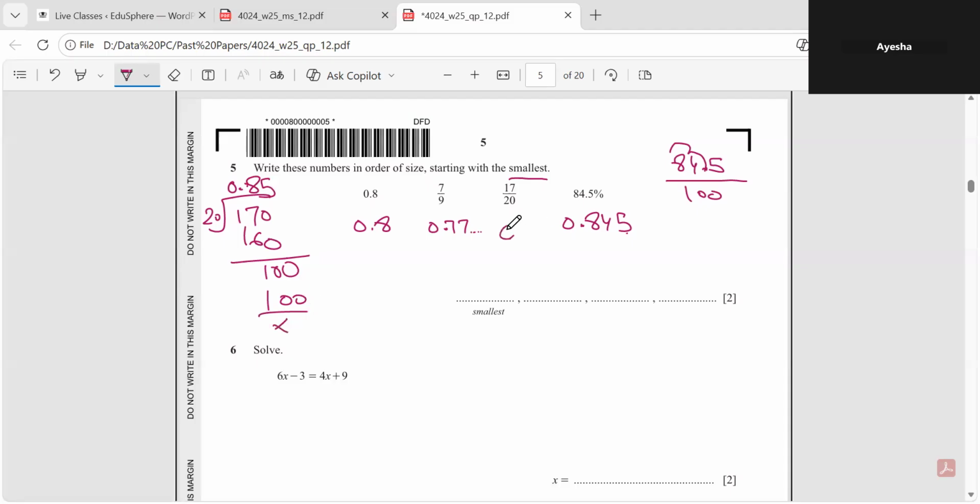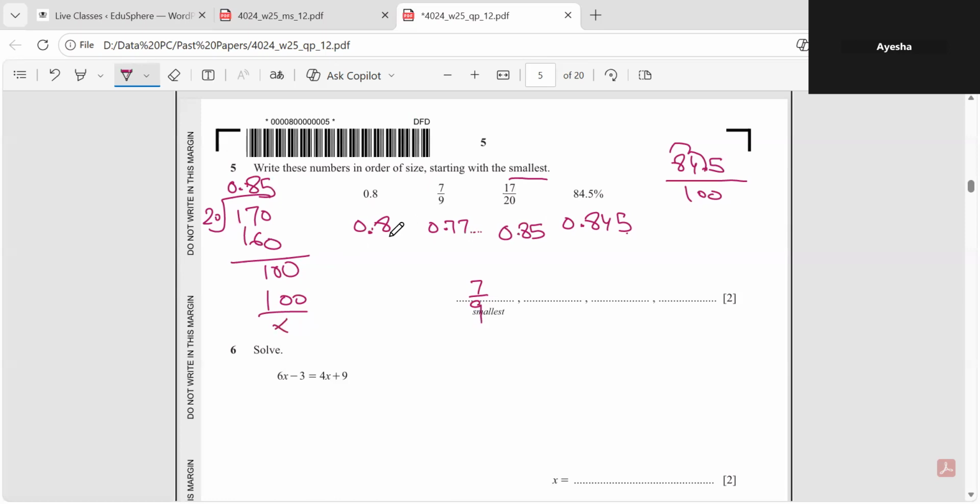Now, this is 0.85. This is 0.845. This is 0.77. And this is 0.8. First of all, we have to see that this 0.77 is the smallest number. So we will be putting 7 by 9 as a fraction here, the smallest.